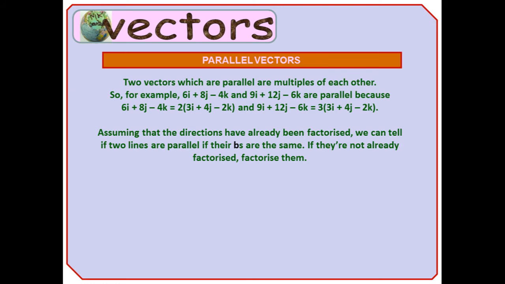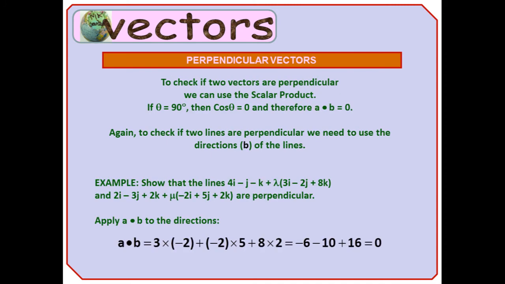Back to parallel vectors. Two vectors which are parallel are multiples of each other. So, for example, 6i plus 8j minus 4k and 9i plus 12j minus 6k are parallel because they are both multiples of 3i plus 4j minus 2k. Assuming that the directions have already been factorised, we can also tell if two lines are parallel if their b's are the same. And if they're not already factorised, what are you waiting for? Factorise them.